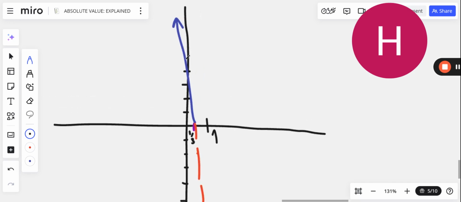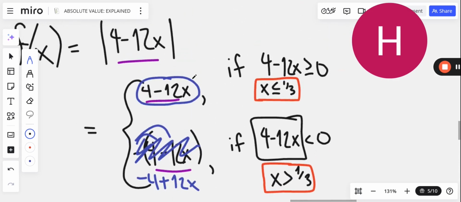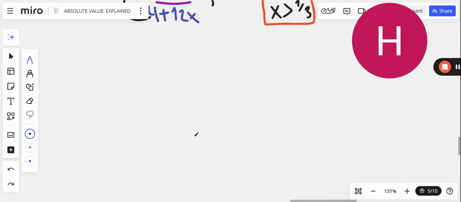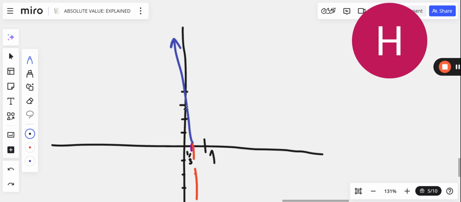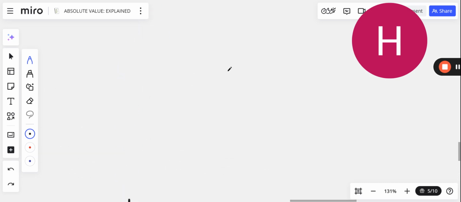So the blue portion is the portion that's unchanged. Let's go back up to the function to see where it is unchanged. It's unchanged when x is less than or equal to 1/3, so basically on the left of 1/3. So this piece is unchanged. Why is it unchanged? Well, because it's already positive. It's not negative.